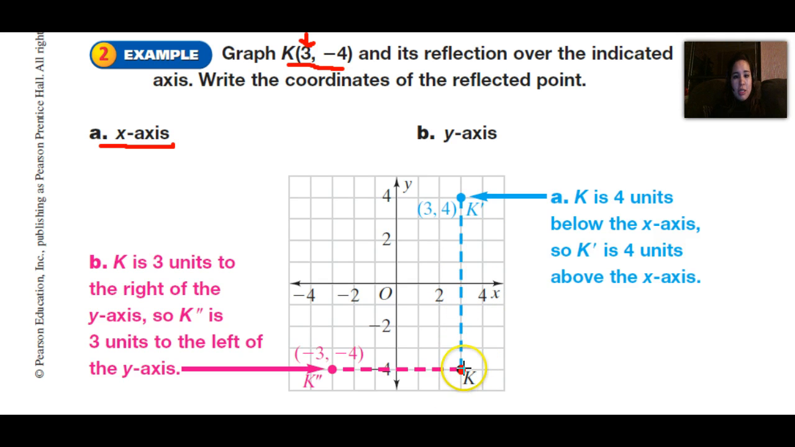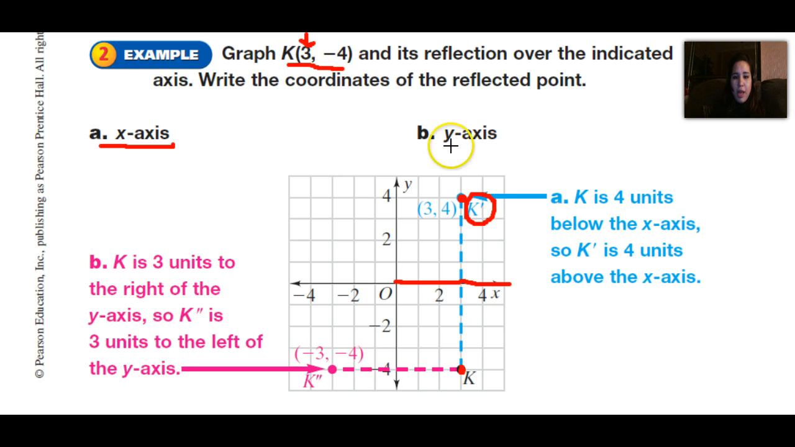We have K. It's going to be a certain distance from the line that we're reflecting it over, which is the x-axis. So here's my x-axis. I'm going to count how far away it is. It's 1, 2, 3, 4. So if I wanted to reflect it across that, I'm going to count the same amount of spaces. 1, 2, 3, 4. So here is my new shape. And if you notice, it's written with this little apostrophe. That little apostrophe is there to remind you that this is the reflected point, not the original point.